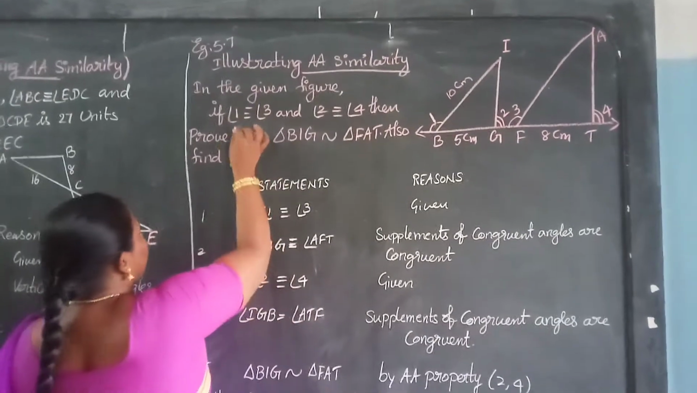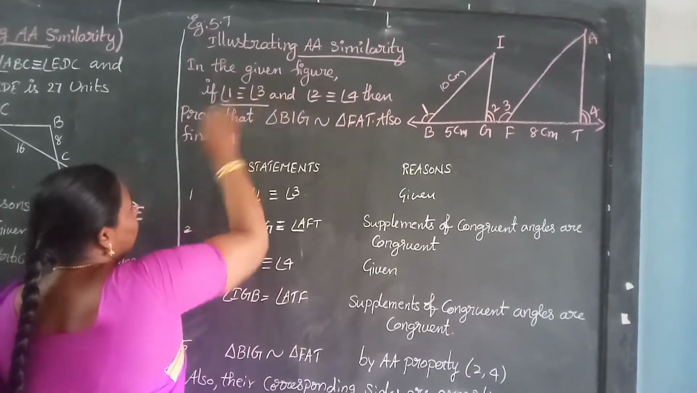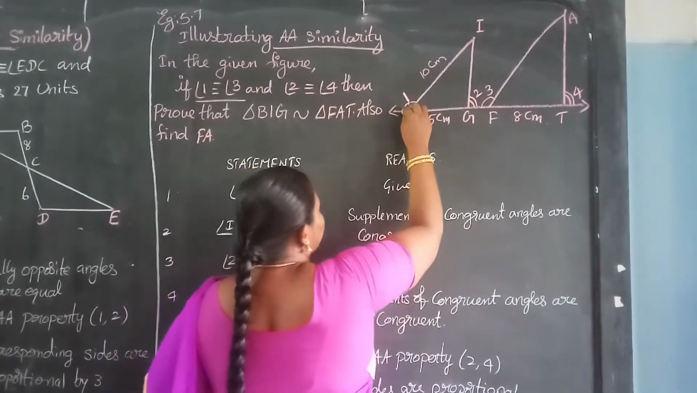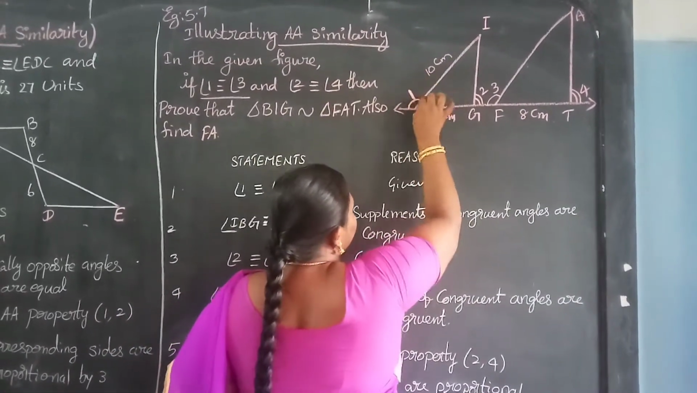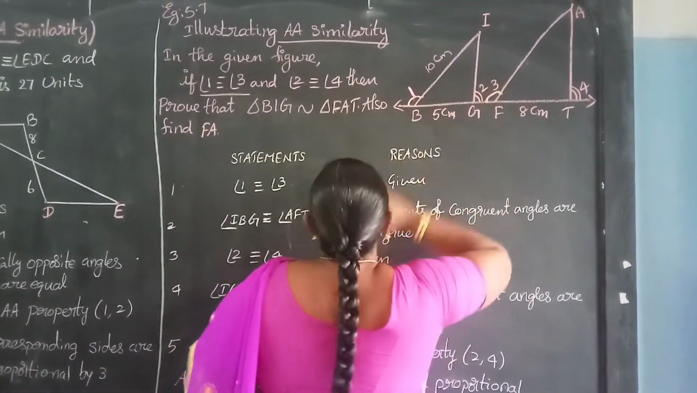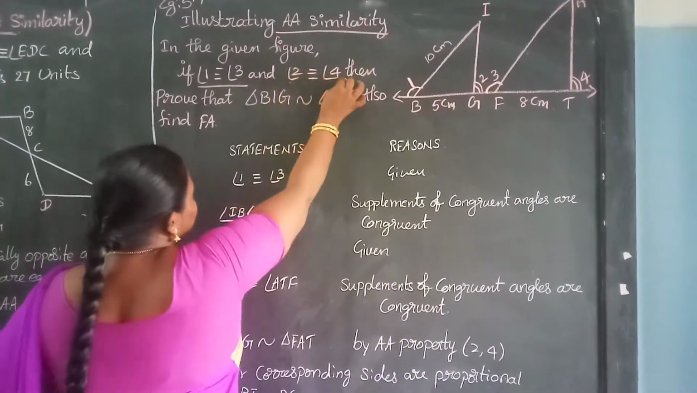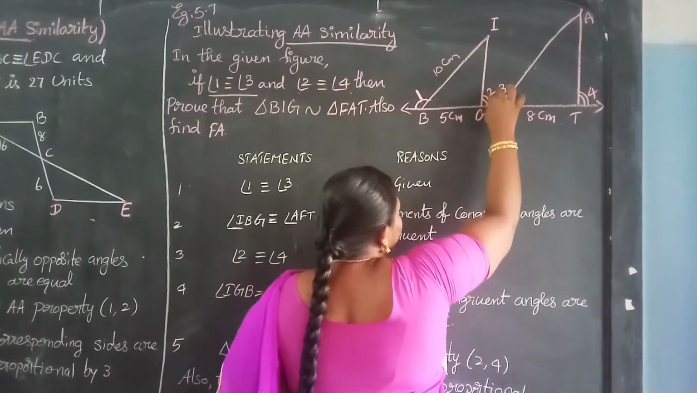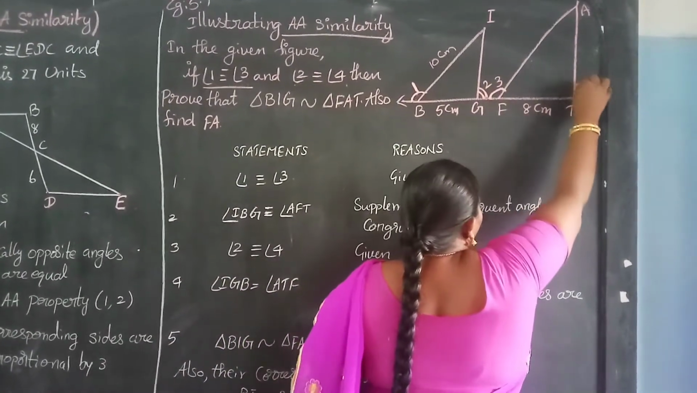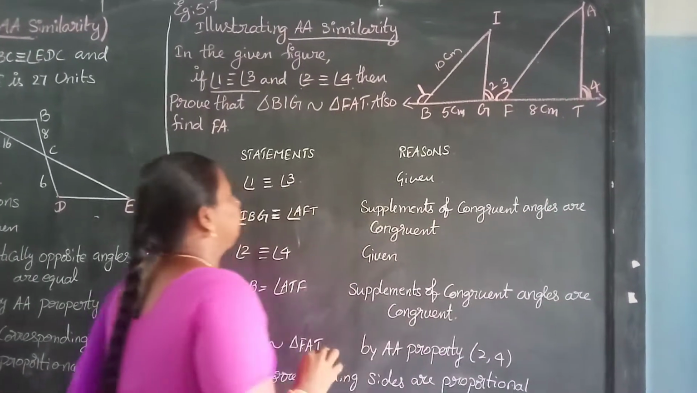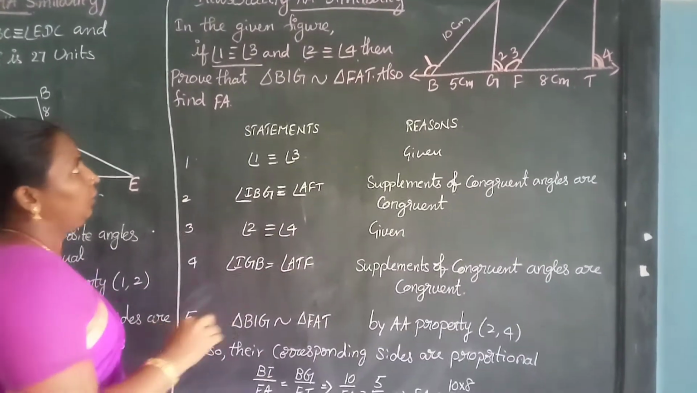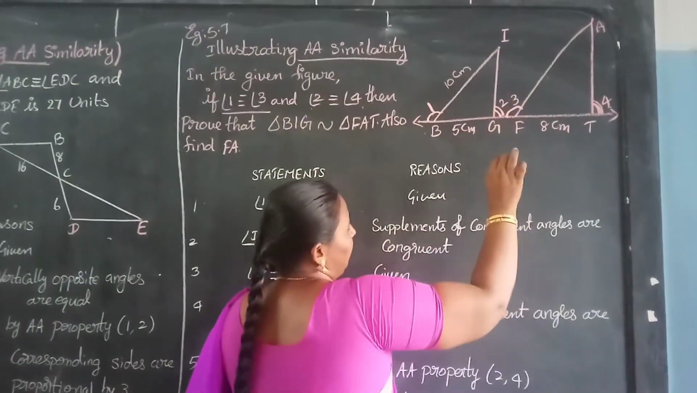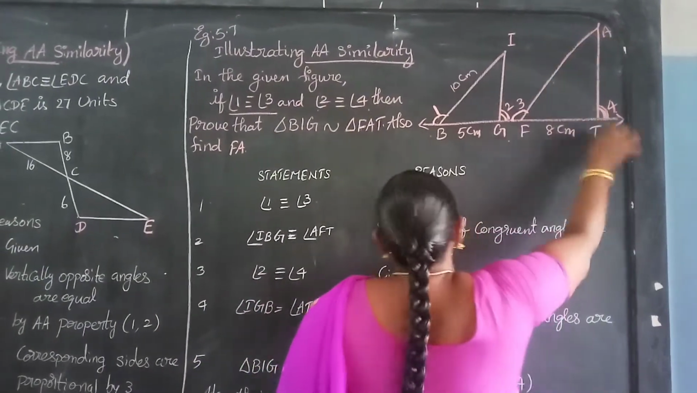For that they given two conditions, that is angle 1 is congruent to angle 3. That is here the angle is 1, this should be equal to this. Okay. Next, angle 2 is congruent to angle 4. Now here the angle is 2. This is congruent to here that angle is 2. Exterior angle is given. Okay. Now we are going to prove this triangle BIG is similar to FAT.